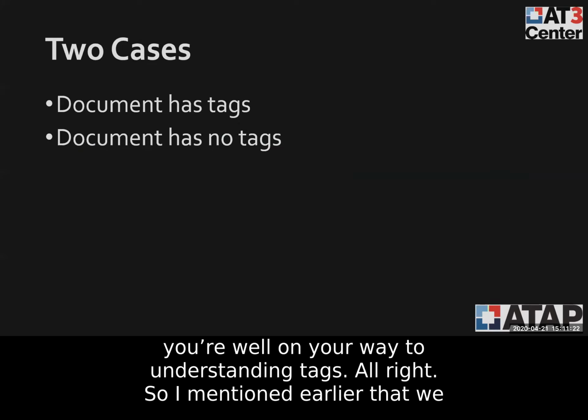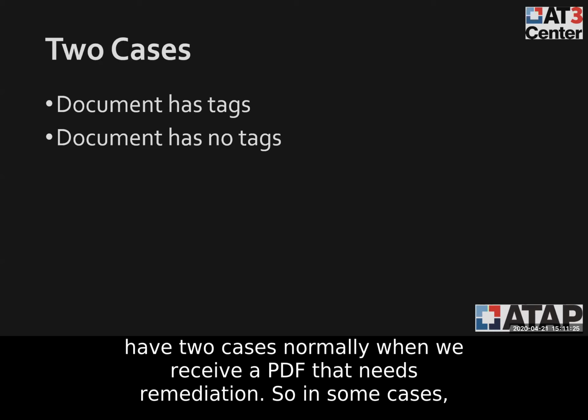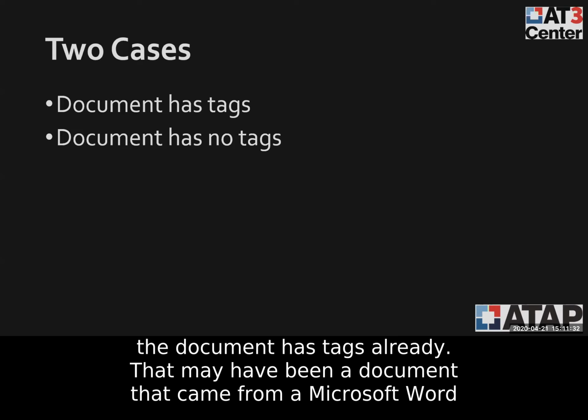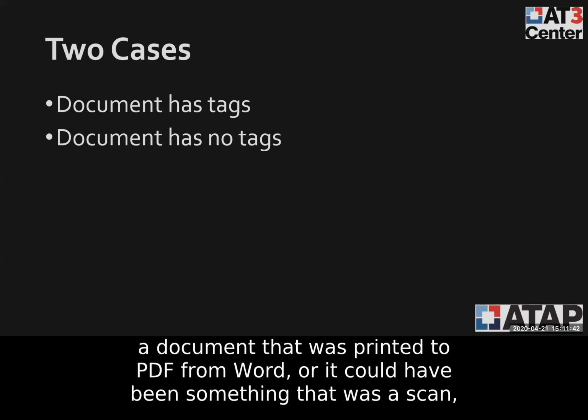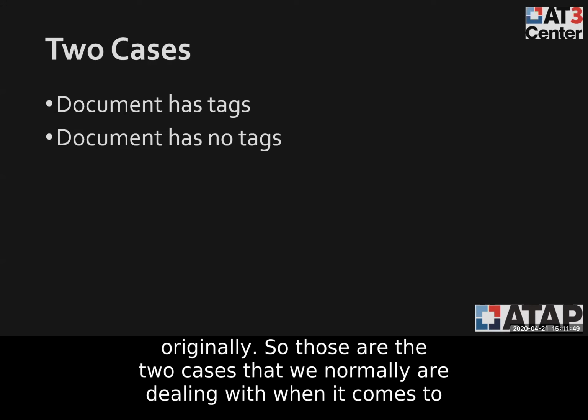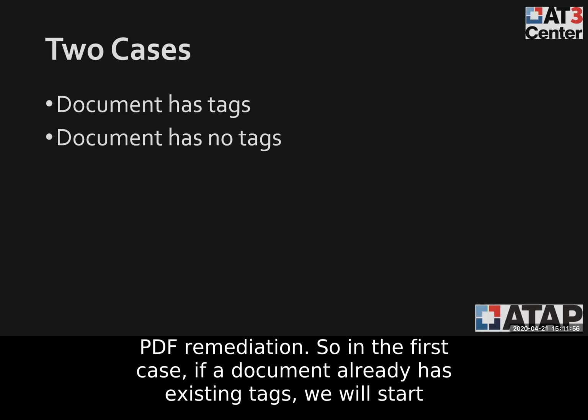So I mentioned earlier that we have 2 cases normally when we receive a PDF that needs remediation. In some cases, the document has tags already. That may have been a document that came from a Microsoft Word conversion to PDF. But we also could have a document that has no tags. So this could have been a document that maybe was printed to PDF from Word, or it could have been something that was a scan originally. So those are the 2 cases that we normally are dealing with when it comes to PDF remediation.